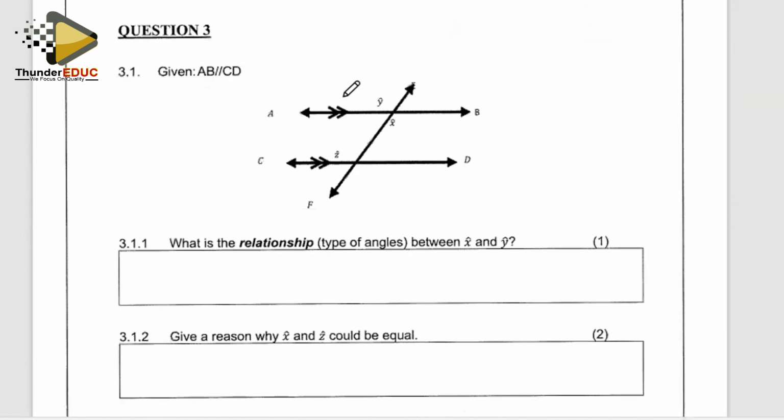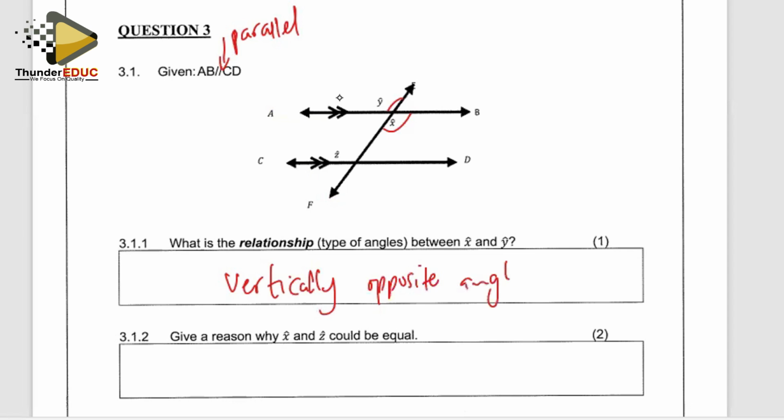Question number 3. They're telling us that AB, remember the two lines? Parallel. When we talk about parallel, those lines are equidistant. So what is the relationship between x and y? So we're seeing that x and y, those ones are vertically opposite angles, because we can see from that.